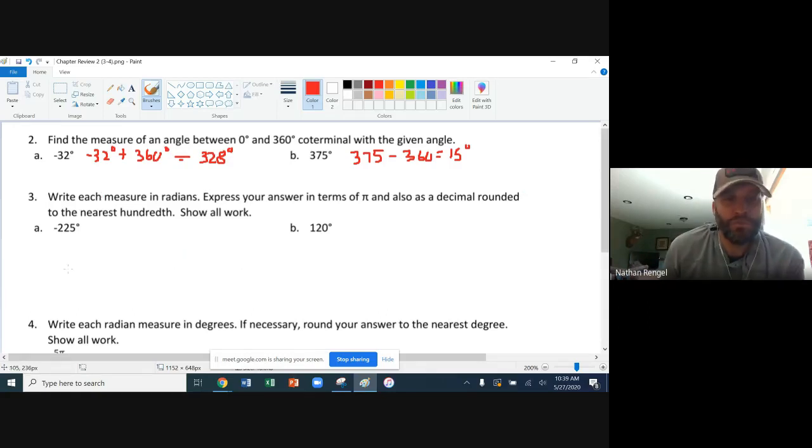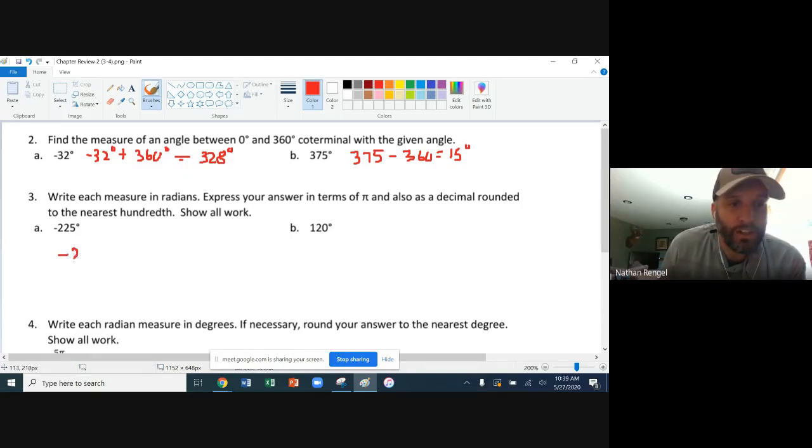Problem 2, we're going to write each measure into radians. Express our answer in terms of pi and also as a decimal rounded to the nearest hundredth. I am not going to show the decimal to the nearest hundredth. You can do that in your calculator. We're just going to talk about the process of dimension analysis to turn these degrees into radians.